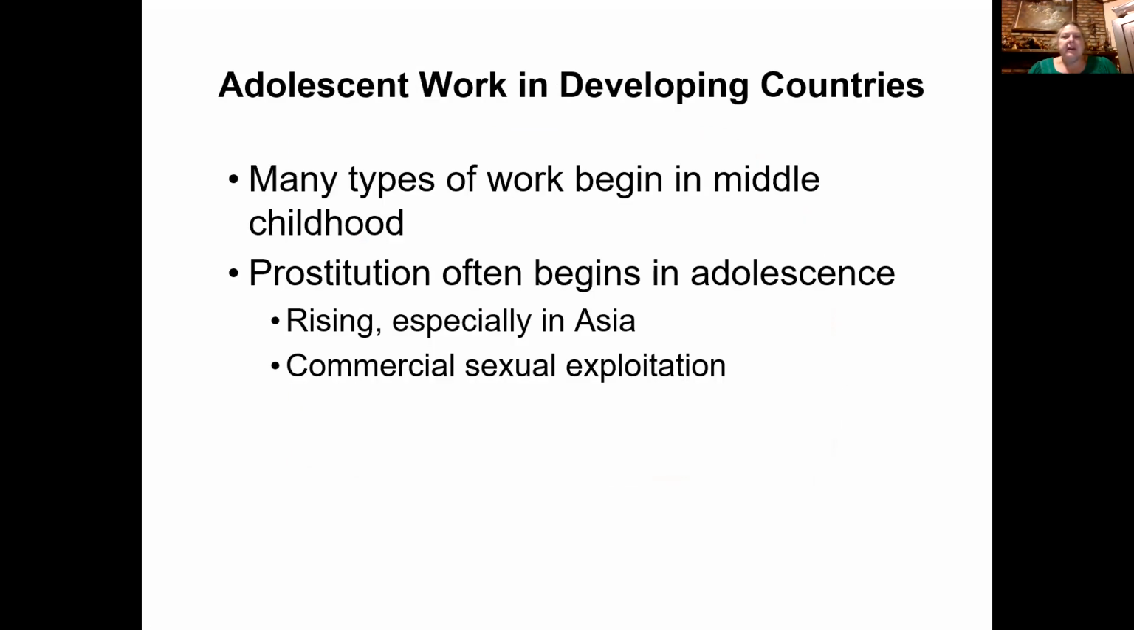Adolescents work in developing countries. Many types of work begin in middle school. We talked about that previously. However, in adolescence is when we see a huge spike in prostitution. This is a career that is often undertaken either voluntarily or involuntarily. Sometimes girls are taken and promised jobs and things, and then they are sex trafficked, basically.